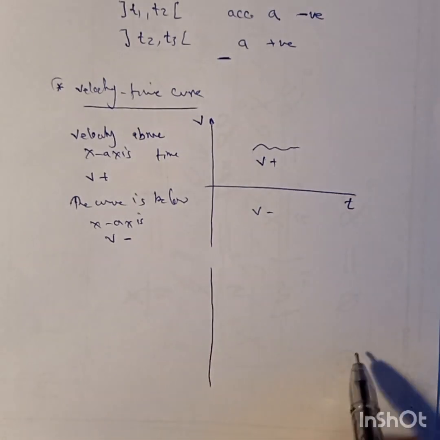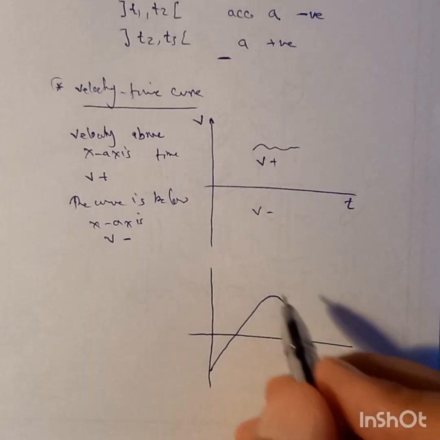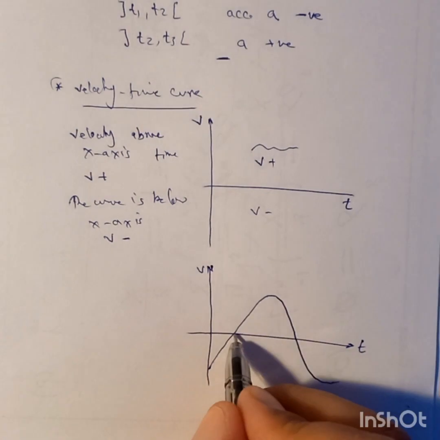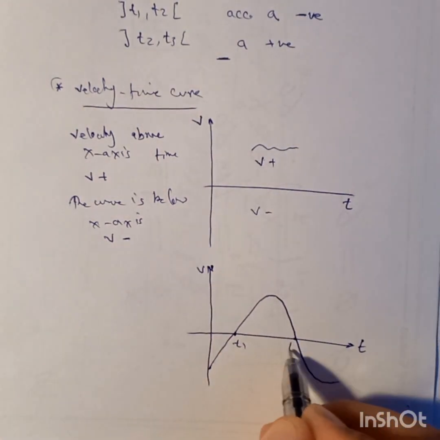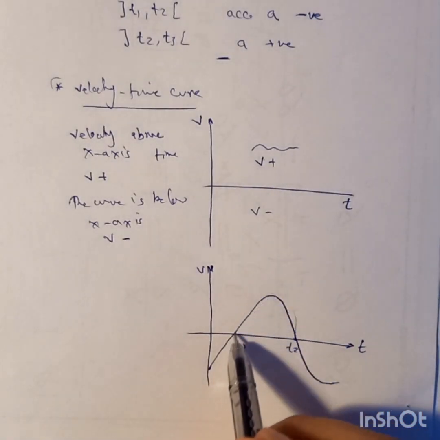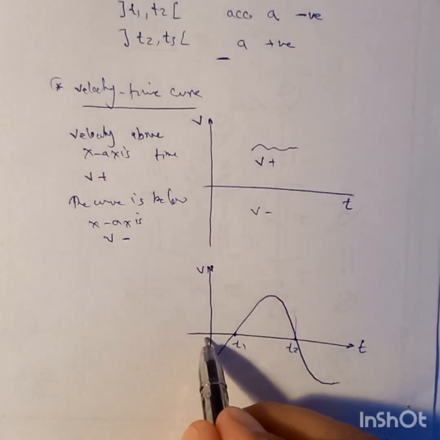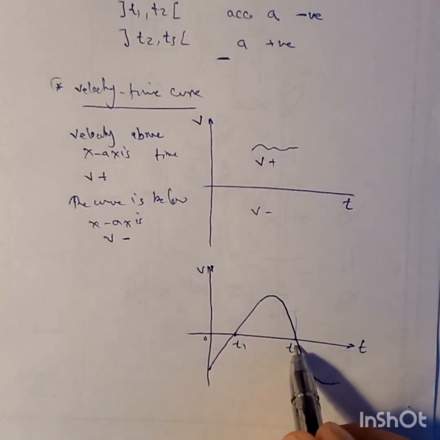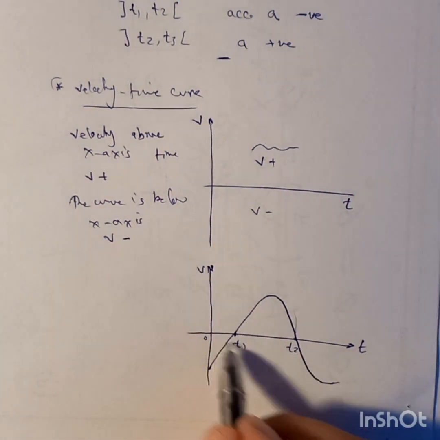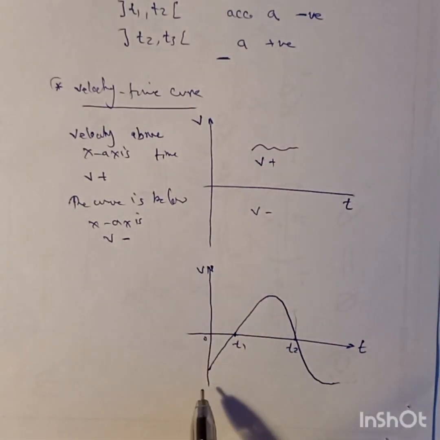If we have this curve, for example, this relation between the velocity and time, here for example T1 and here T2, and as we said, during T1 to T2 velocity is positive as the curve is drawn above the x-axis. From 0 to T1 and for time greater than T2, the curve is below the x-axis. Then during these two intervals the velocity is negative.